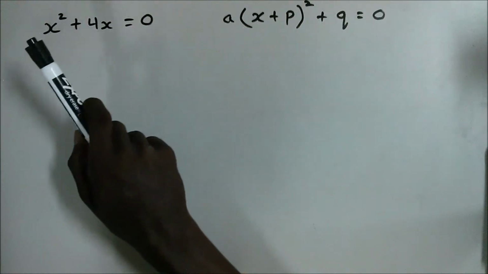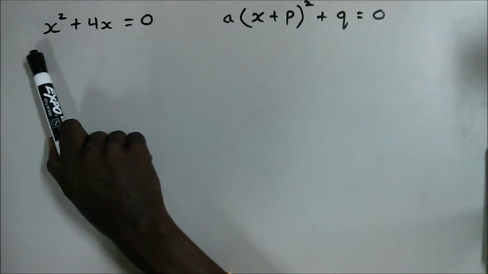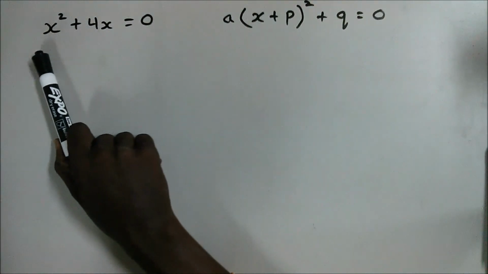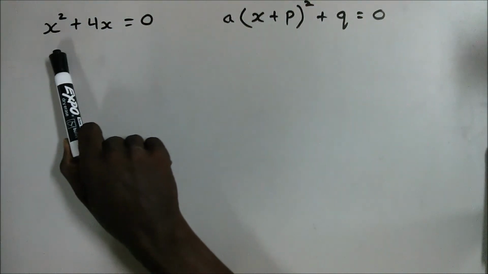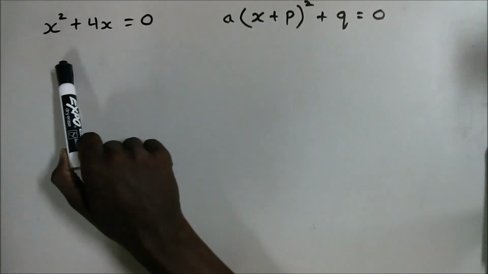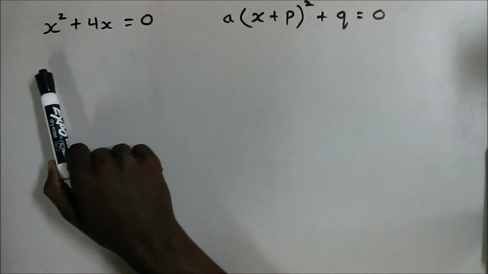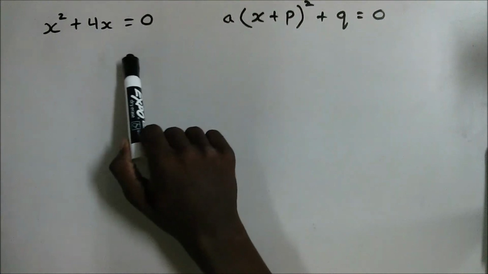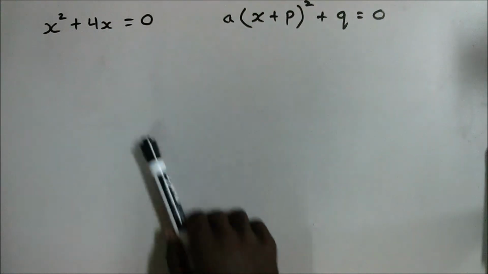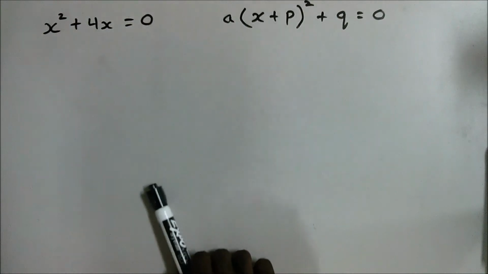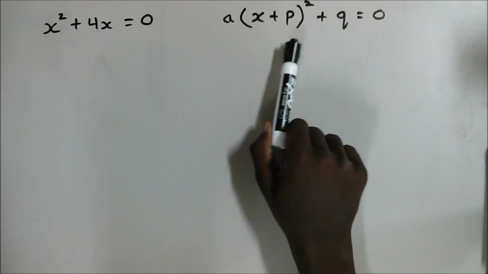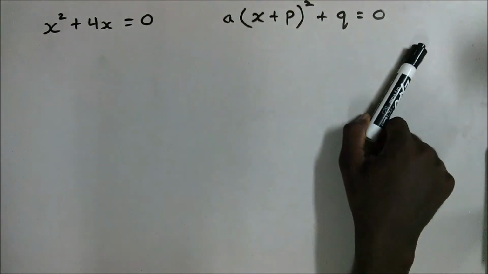And remember that if there's no number in front of an x term or x squared term, the coefficient is automatically 1. So that step is completed. The next step is that we have to try to create a quadratic equation that can be easily factorized so that later on we can express it in this form: a (x plus p) all squared plus q equals 0.